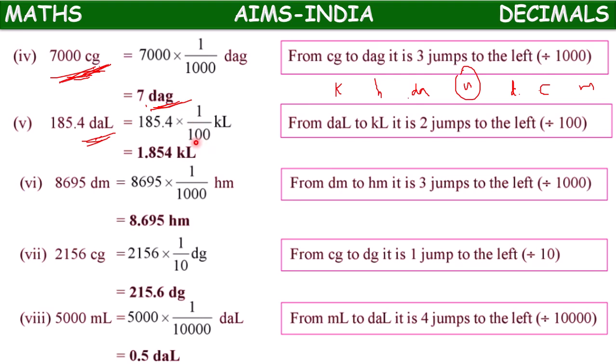1 by 100 means the point will move towards the left 2 places because of 2 zeros. Already we have 1 digit after the decimal point, but this point will move 2 more places towards the left. So 1.854 kiloliter. Okay, children, like that we can convert all of these from lower to higher. When we are jumping from lower to higher, for each step we have to divide by 10.